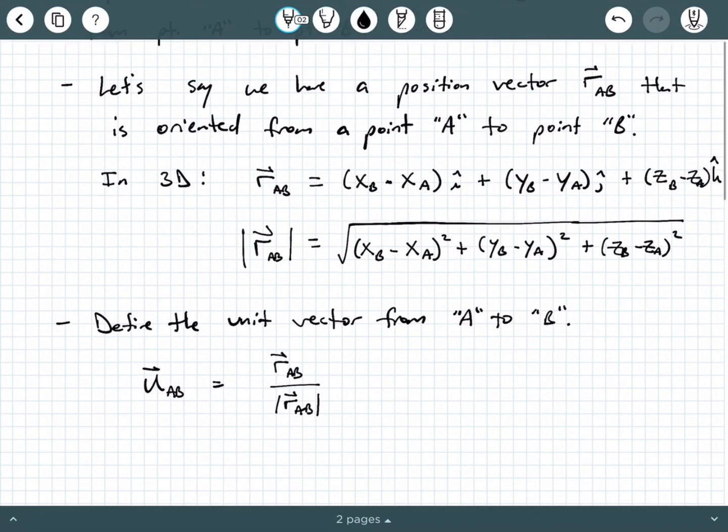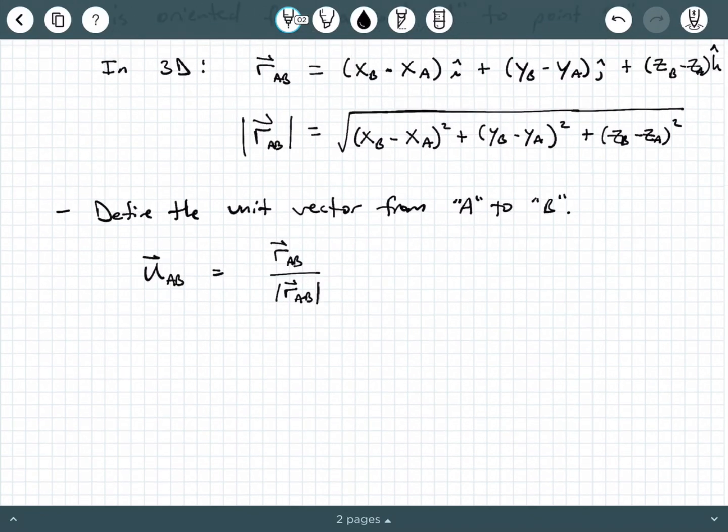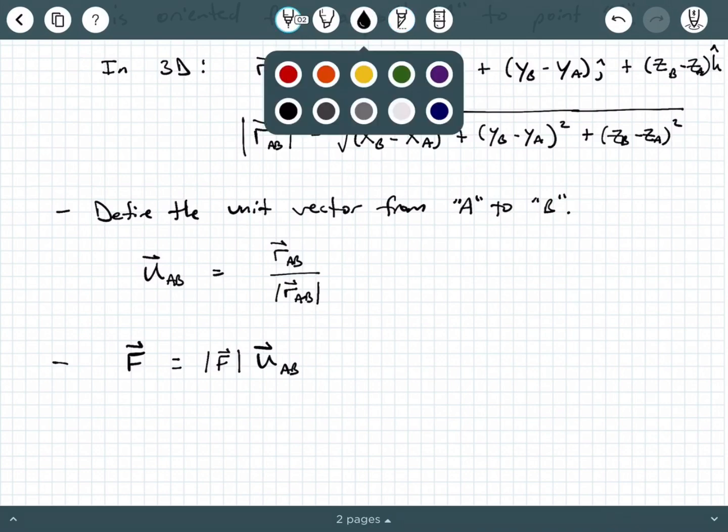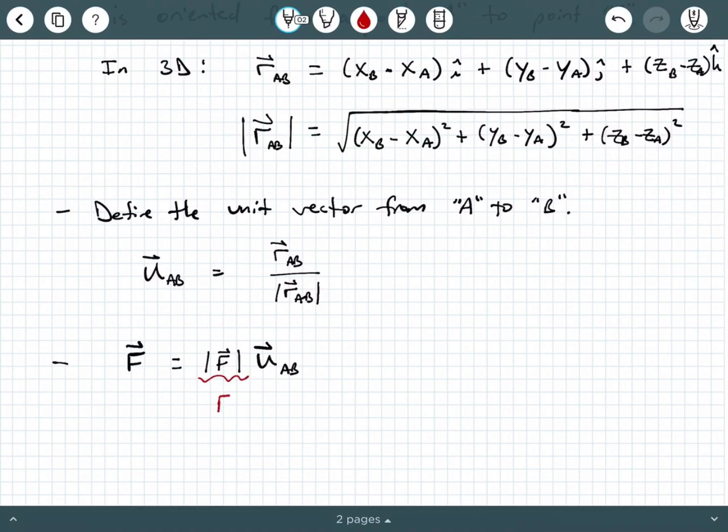So then the last piece that we do is if we want a vector force to be directed along this line of action of this position, we say vector force F equals the magnitude of F times the unit vector of AB. Okay, and remember, we could write magnitude like this. We could also just write it as F. Remember our notation. You can write the magnitude without the vector hat and without the vertical bars around it.